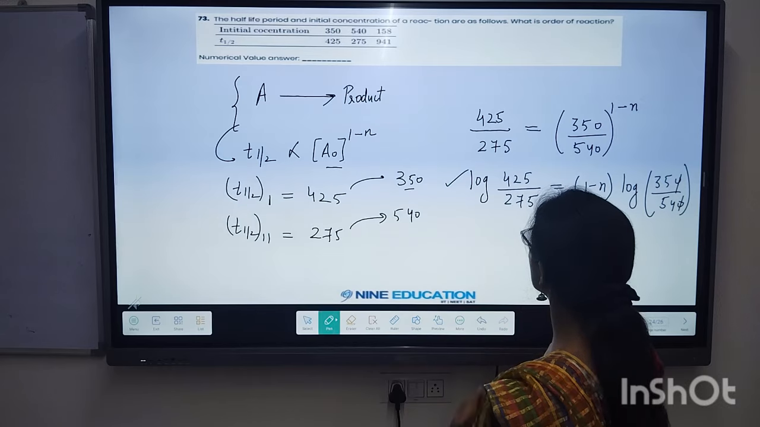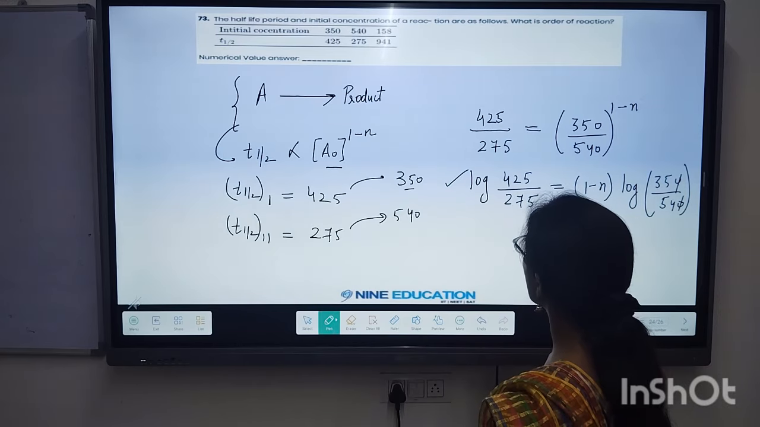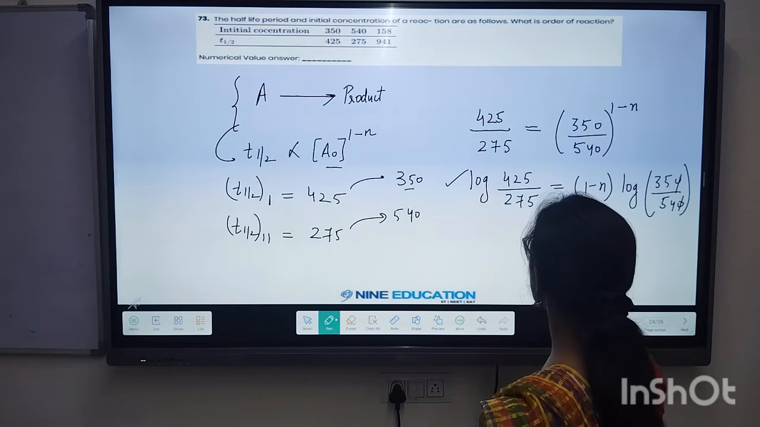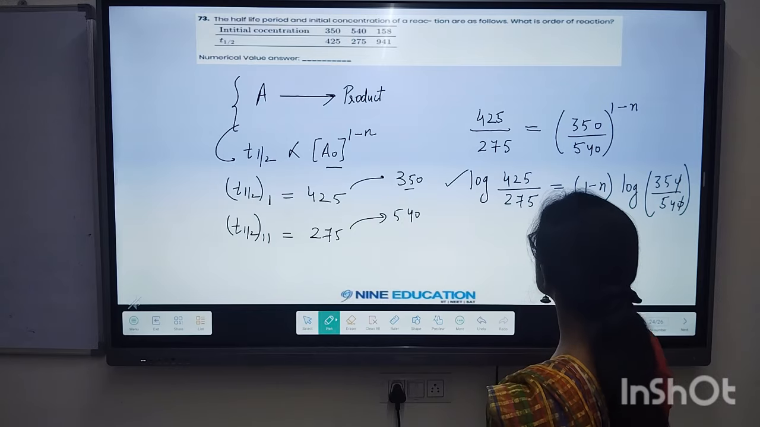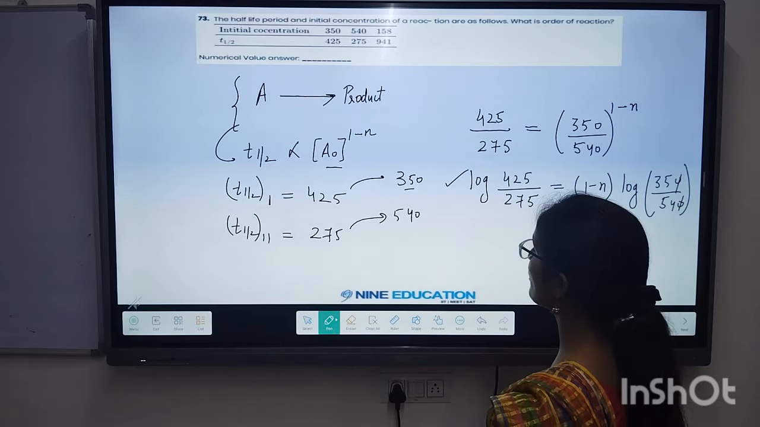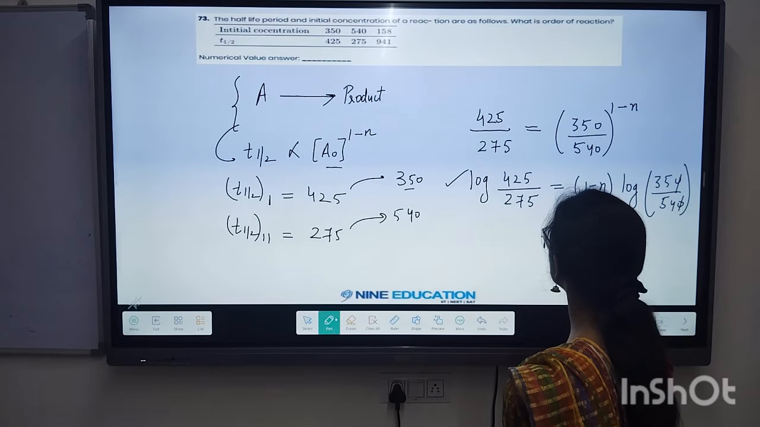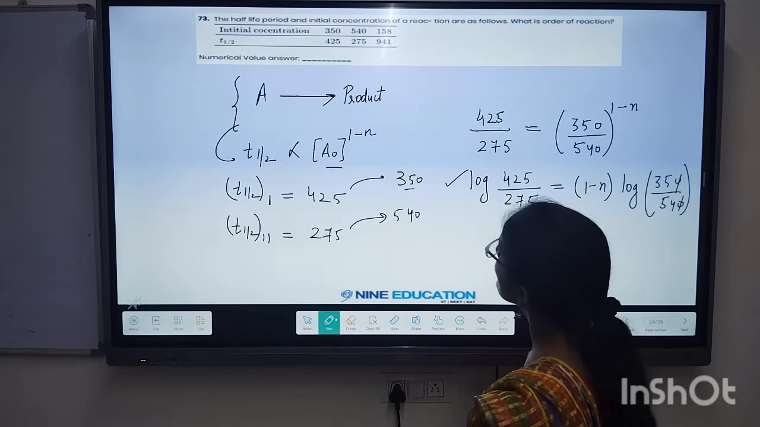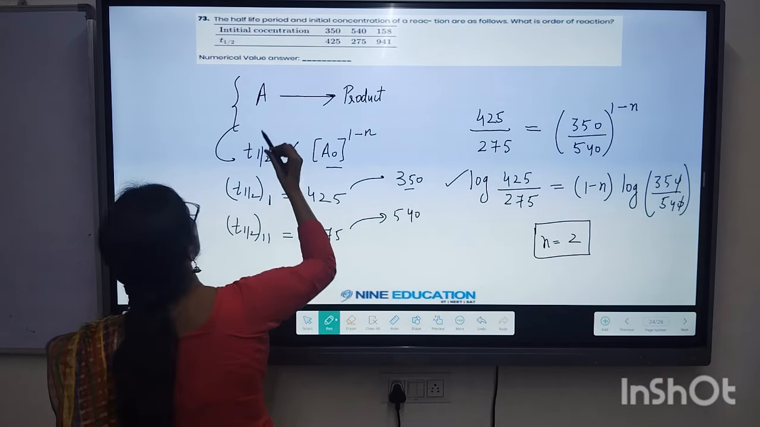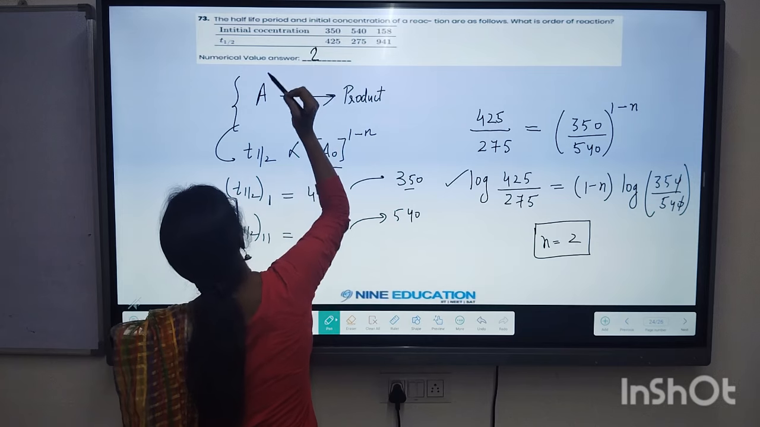And for solving this question, we will have to provide you these log values, and afterwards only you will be able to find out n. In this case, when these log values are provided, you will see the value of n will be coming 2, so the numerical answer will be 2 only here.